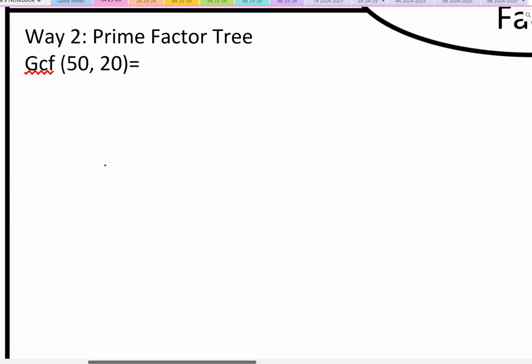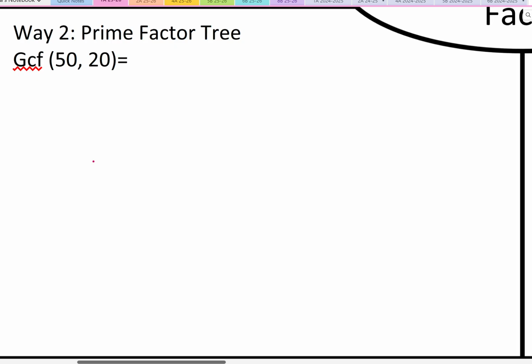Prime factor trees. So how prime factor trees work is we are going to be taking our number, our 50, and we are going to be breaking it down into its prime factors. So remember, prime numbers are numbers that cannot be divided by anything other than 1 and itself. So for 50, I'm trying to figure out, okay, what can I break 50 into? I know that 50 is 5 times 10. Since 5 is a prime number, I can leave that one. I can't break 5 down at all anymore. So that one just stays 5.